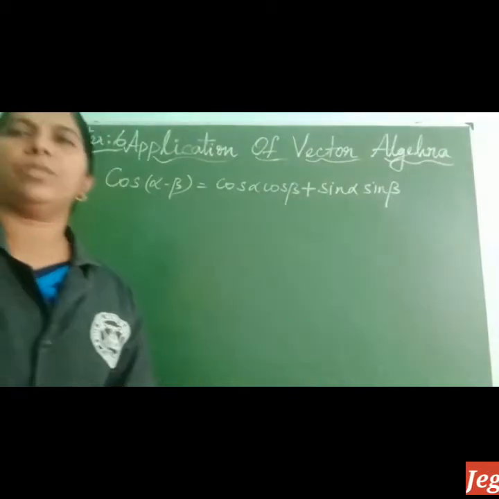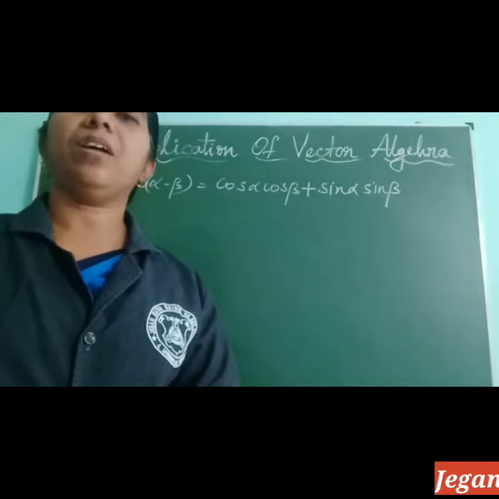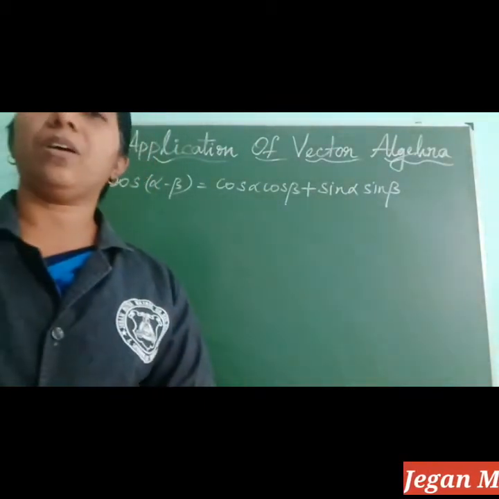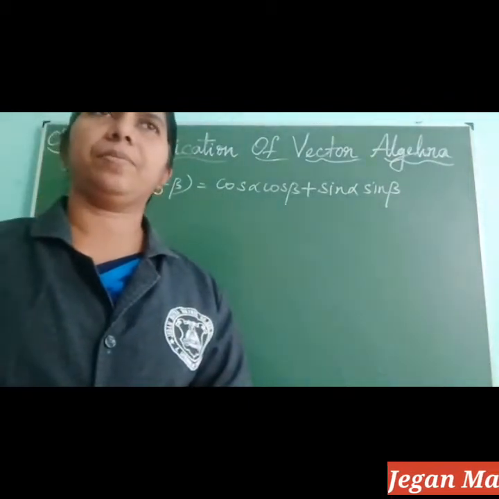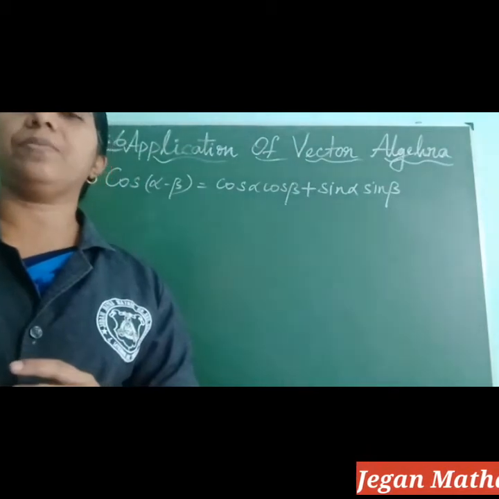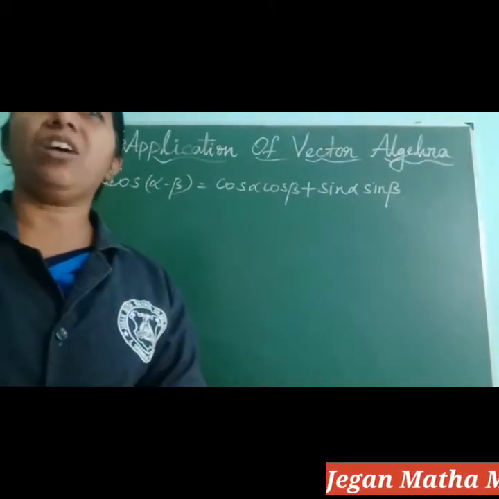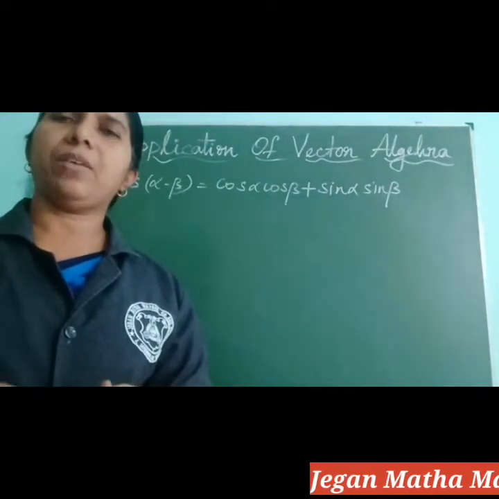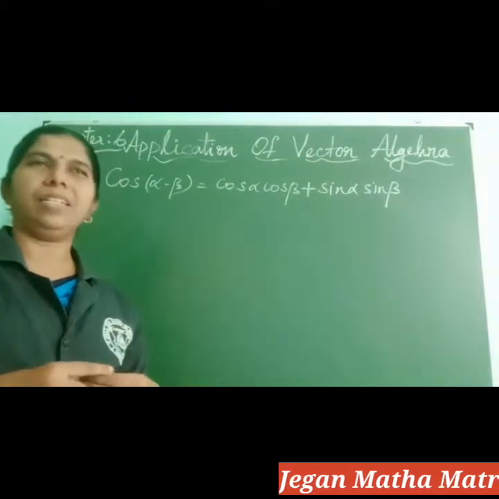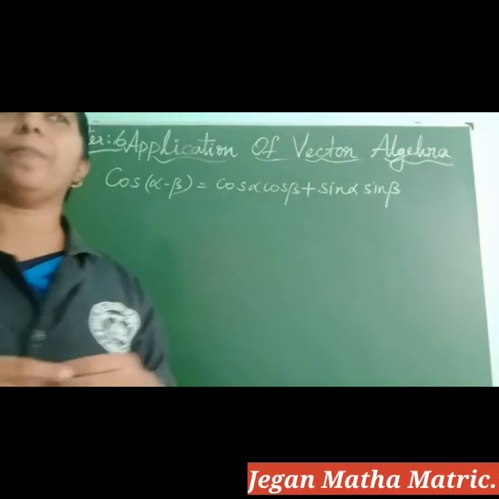Hi students, today I am going to take 12th standard maths chapter 6, application of vector algebra. We are familiar with the concept of vector algebra from 11th standard. Basic things we have learned in 11th standard itself. We have already studied how to find the addition of vectors, dot product of vectors, cross product of vectors, scalar multiplication, and how to find the angle between two vectors, and so on.